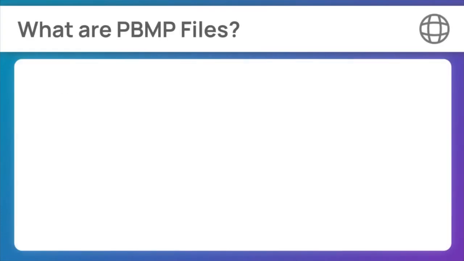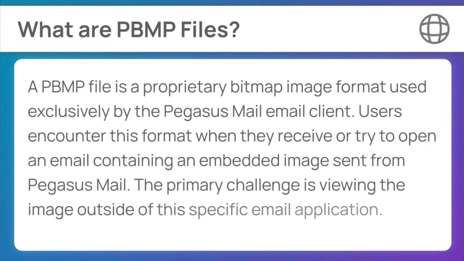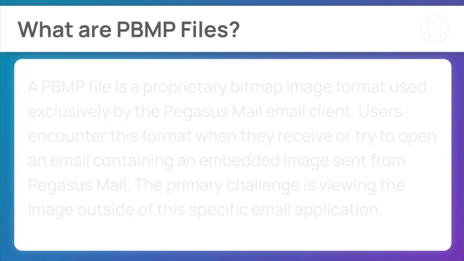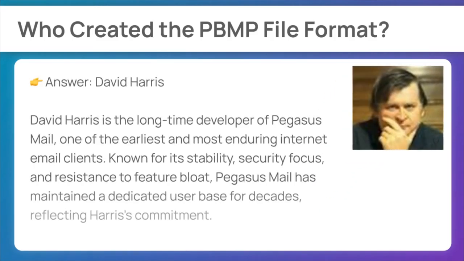A PBMP file is a proprietary bitmap image format used exclusively by the Pegasus Mail email client. Users encounter this format when they receive or try to open an email containing an embedded image sent from Pegasus Mail. The primary challenge is viewing the image outside of this specific email application.